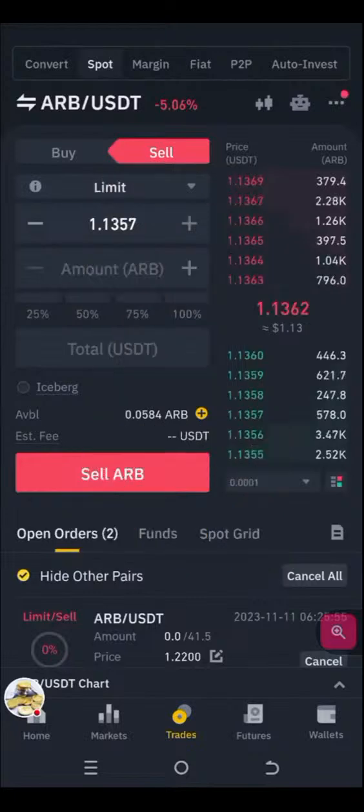OCO versus limit order. Why would I go for that, right? So limit order gives me an opportunity to set the amount I want to get, okay? Now, you need to understand it.